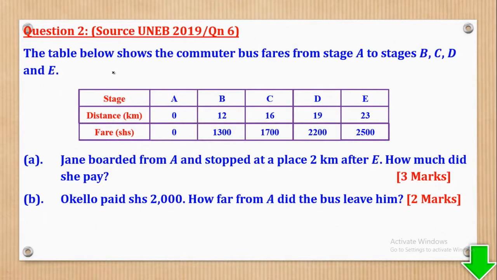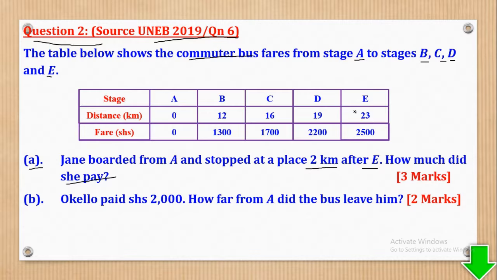So that was question 1. Now we shall go to question 2. Question 2 came from UNEB 2019, paper 2, question 6, and says the table below shows the commuter bus fares from stage A to stages B, C, D, and E, as you can see here. Then part A: Jane boarded from A and stopped at a place 2 kilometers after E. How much did she pay?